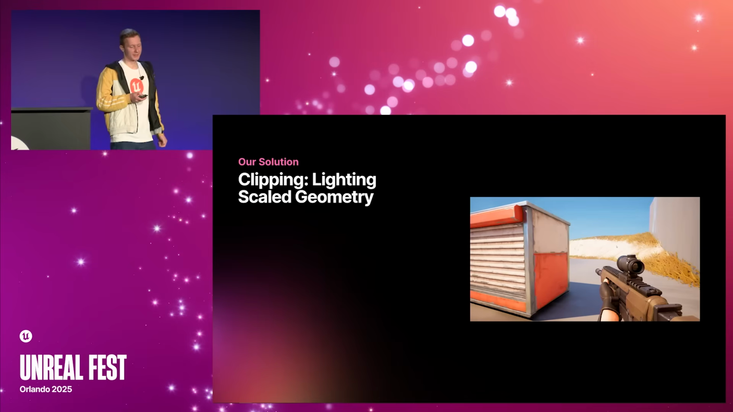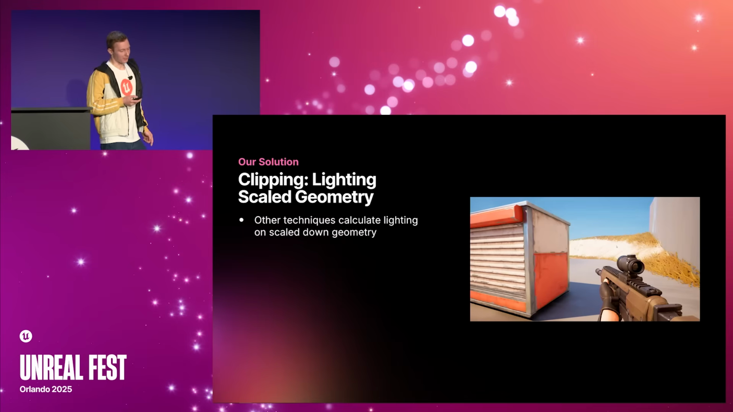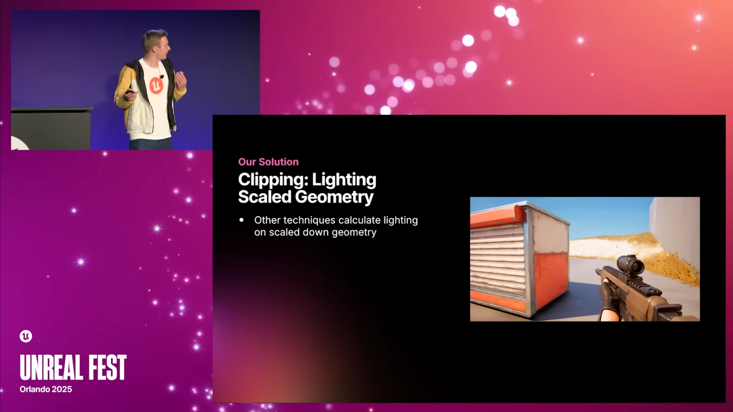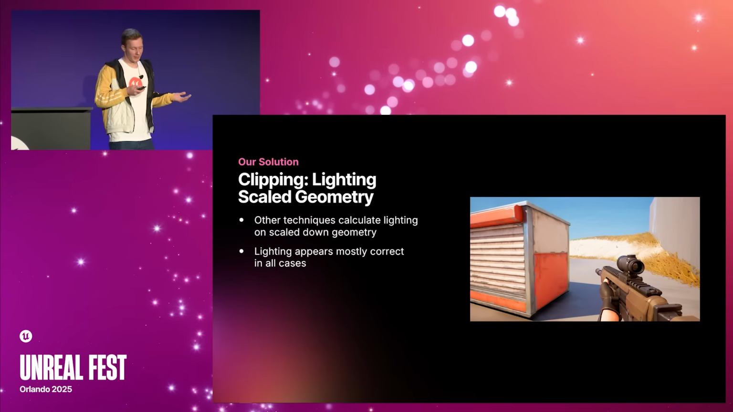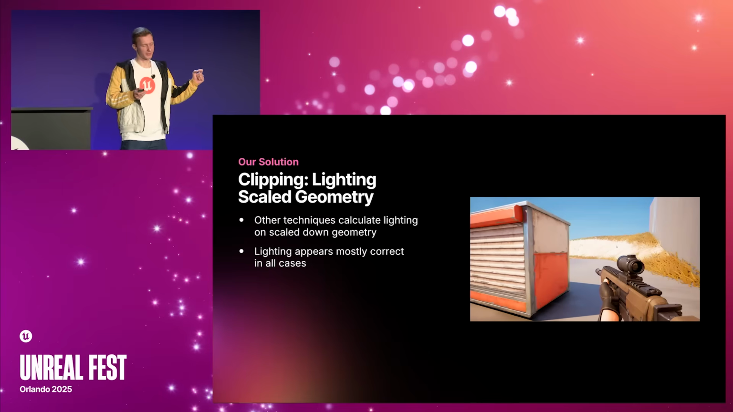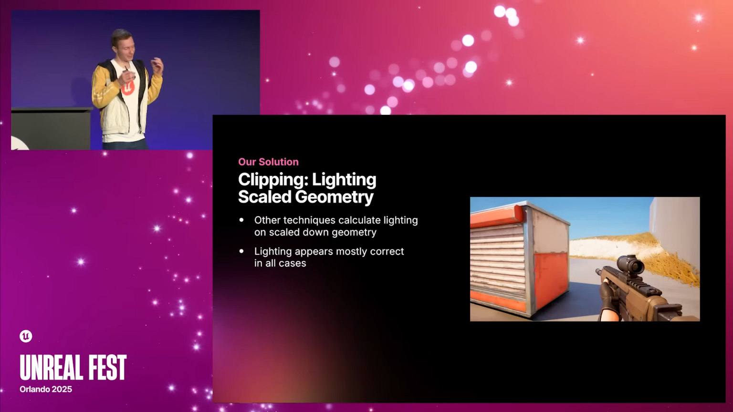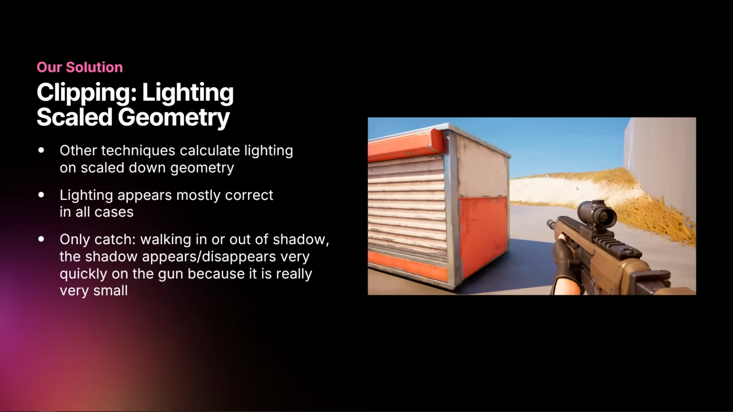Okay, so lighting scaled down geometry. Like I said, the other techniques, they calculate lighting on the scaled down geometry. Lighting appears mostly correct in all cases. So that's a big difference to the previous one, where it always appears correct, but maybe not what we expect. The only catch here is walking in or out of shadow, the shadow appears and disappears very quickly on the gun, like the shadow that is received on the first-person geometry.